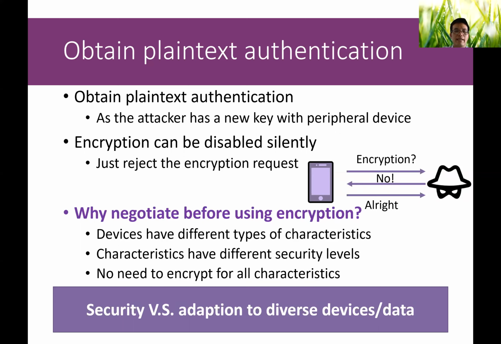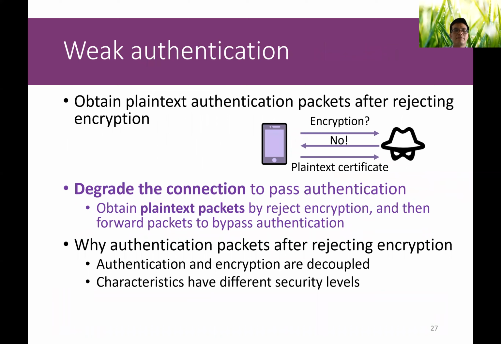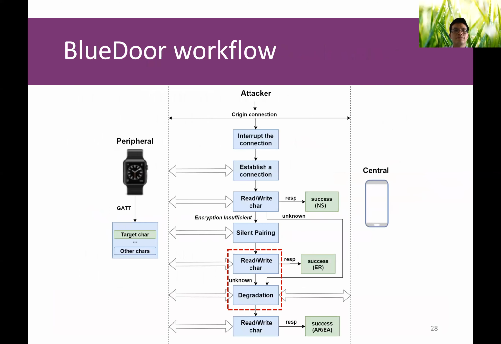This also reflects a key question in BLE design: how to trade off security and adaptation to diverse devices and data. After this step, the attacker can obtain the plaintext authentication packet and then forward the packet to bypass authentication. Combining those steps together, the attacker can access all the characteristics in the BLE link.